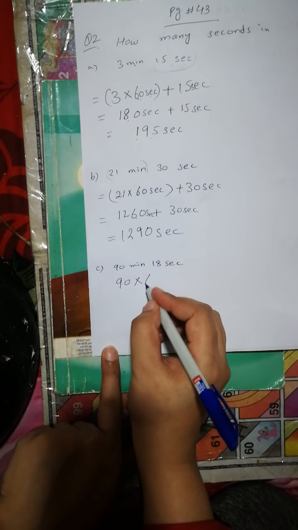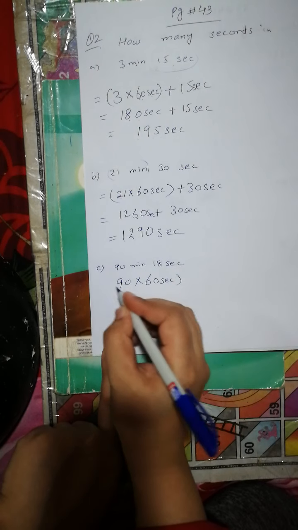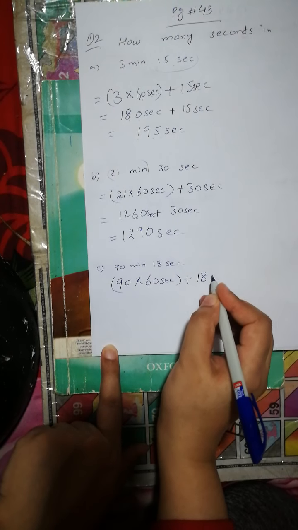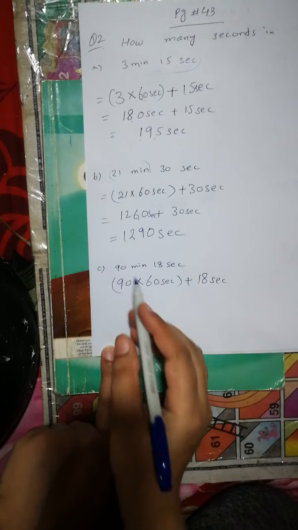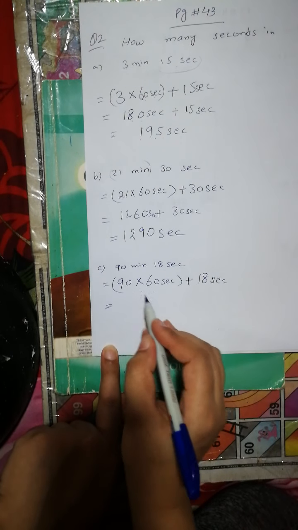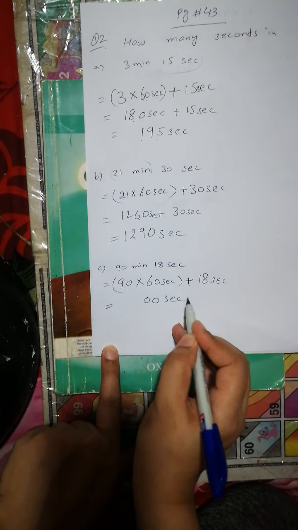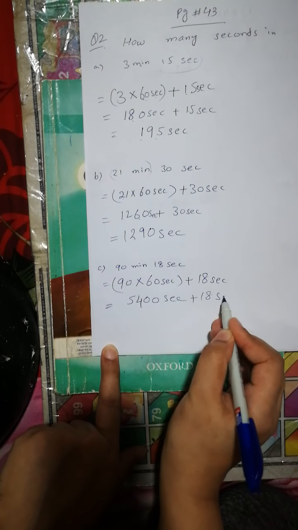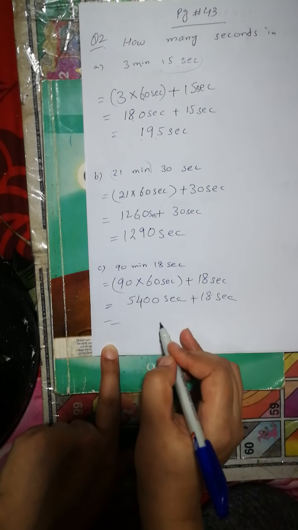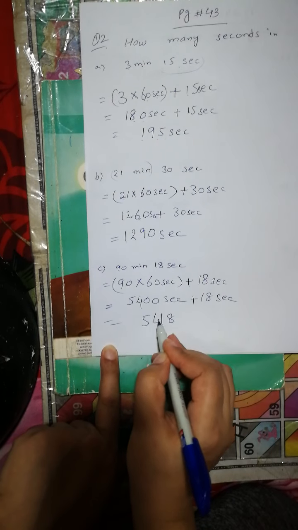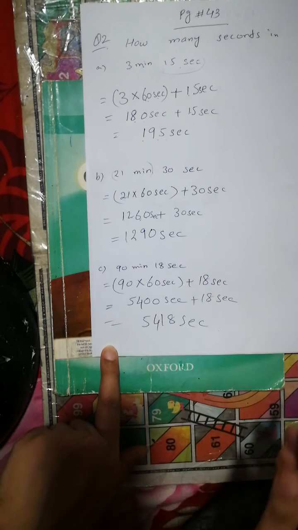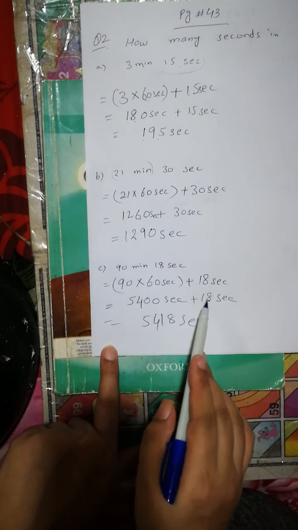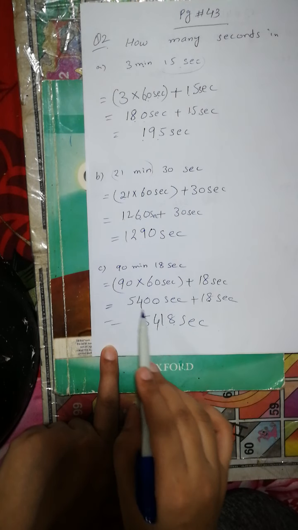Here, 90, at the place of minute, you will write 60. Plus 18 seconds, because this is already in the seconds. Two zeros, so two zeros will come at the last. 6 9 is the 54 plus 18 second and 18, 54 seconds. 8 plus 0 8, 1 plus 0 1 and 54 as it is.